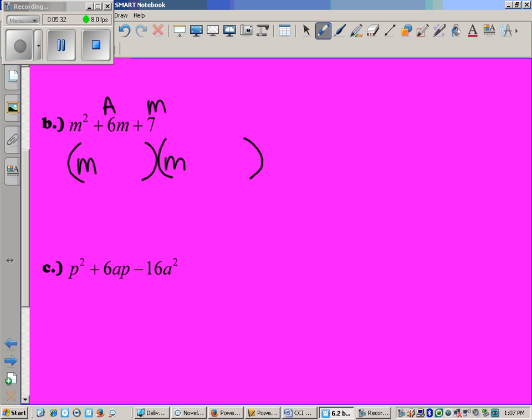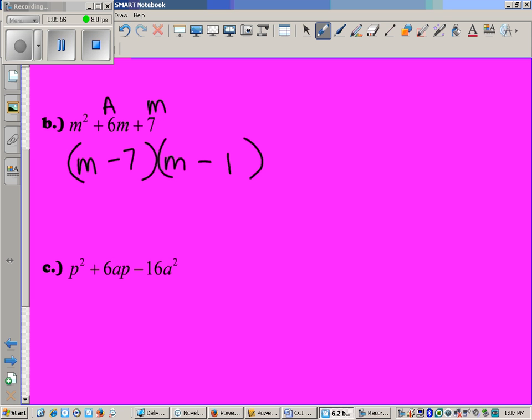Now be careful. It needs to multiply to a positive 7. So if I choose 7 and 1, that multiplies to 7, but what does it add to? Doesn't it add to 8, right? And I don't want 8, I want a 6, so it can't be that. What if I chose negative 7 and negative 1? Wouldn't that still multiply to give me positive 7? But what does that add to? Doesn't it add to negative 8? And I don't want a negative 8, I want a positive 6.